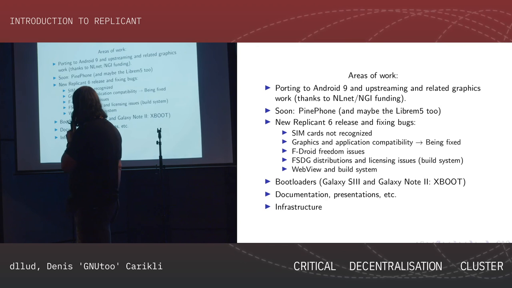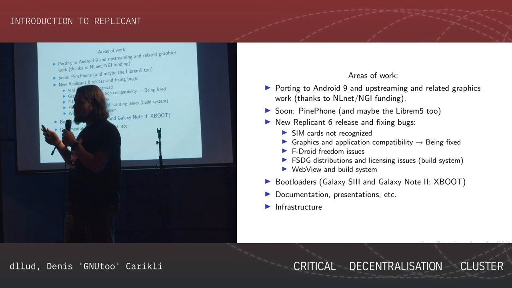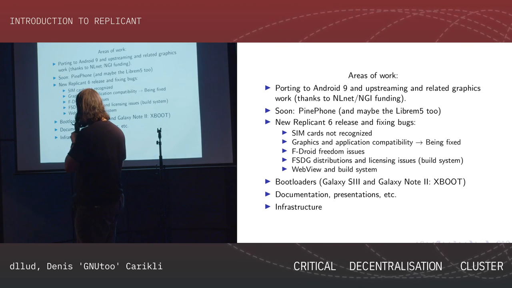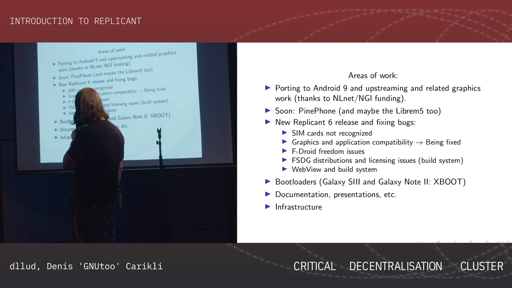We're also working on a new release. We have to fix bugs, like some SIM cards not being recognized, and application compatibility. We are fixing it because we don't have 3D acceleration right now. The OpenGL we used was incomplete, so this is being fixed. We also have freedom issues with F-Droid. Not everything in F-Droid is necessarily compliant with the GNU and FSF distribution guidelines, so we have to fix that. We also have a talk on issues with WebView and the build system at the CCC, also here.